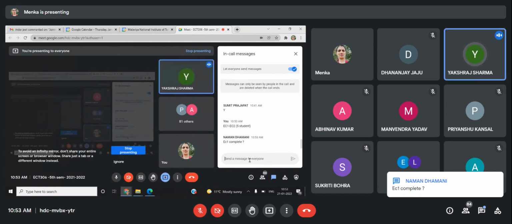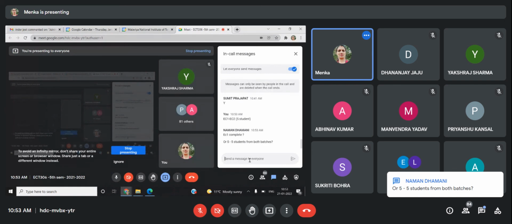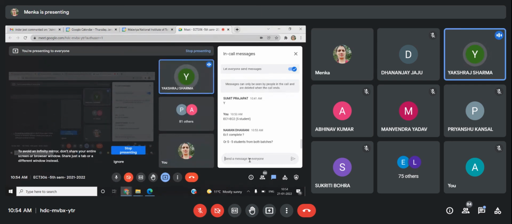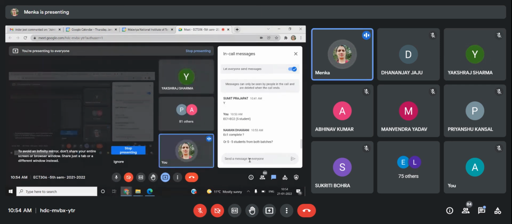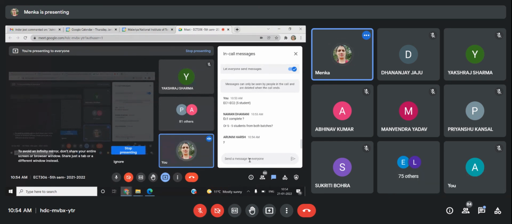Ma'am, what about topics of assignment? I mean, topics of presentation. कैन यू रिपीट, क्या बोल रहे हो? Ma'am, you haven't allotted topics of presentation. हाँ, टॉपिक्स मैं आज फ्लोट कर दूंगी, आज शाम तक मैं फ्लोट कर दूंगी टॉपिक्स. EC1 कंप्लीट, नमन, एंड 5 स्टूडेंट्स फ्रॉम EC2 बैच.